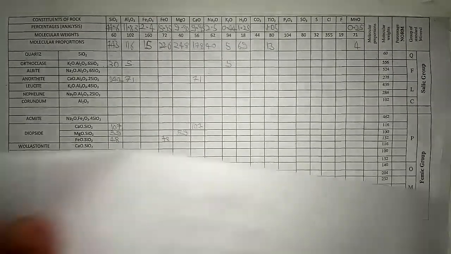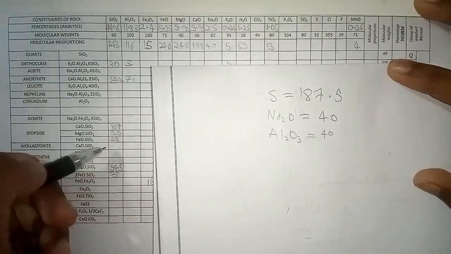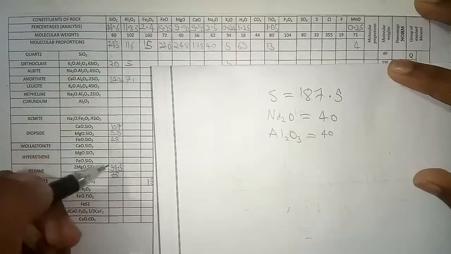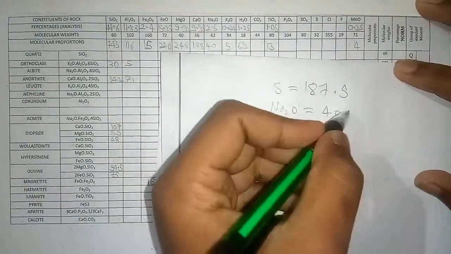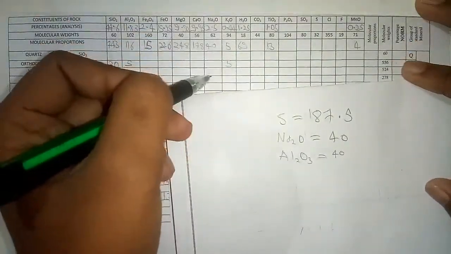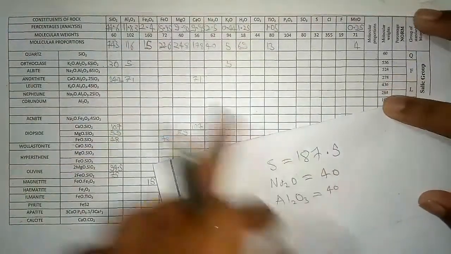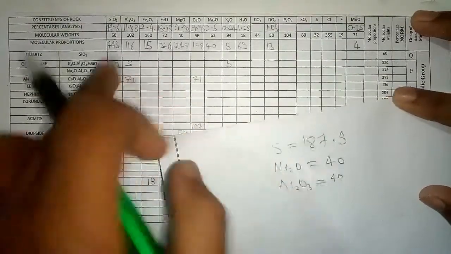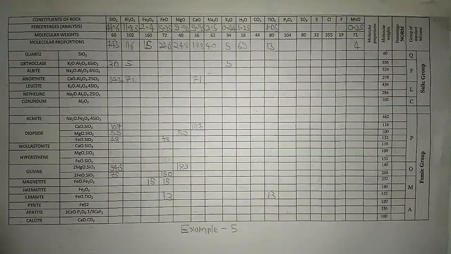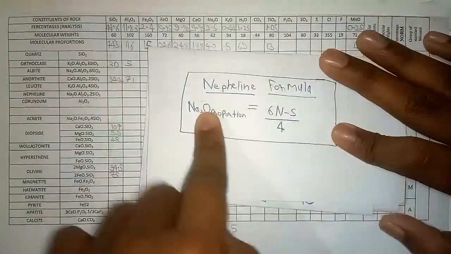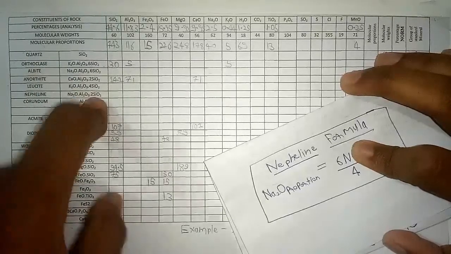I have calculated the values. These are the values: 743 minus 30 minus 142 minus 107 minus 59 minus 48 minus 94.5 and minus 75 equals 187.5. Na2O value is 40 because we have rubbed the whole albite. So now Na2O is back to 40. Al2O3 is 40, we have rubbed this also. Now this is the formula for nepheline, the Na2O proportion.